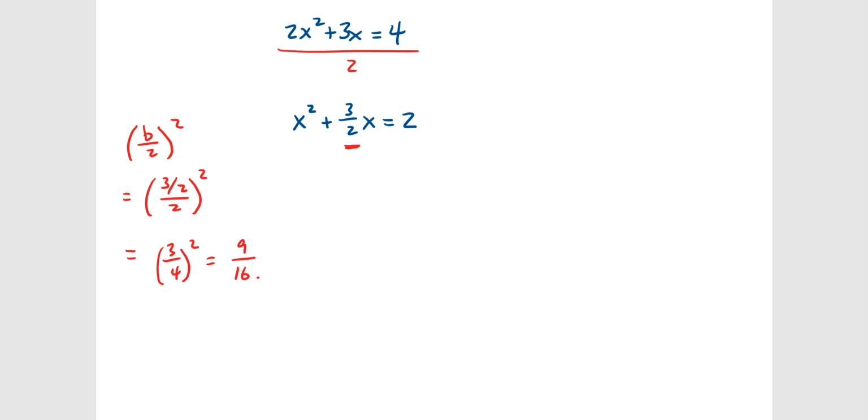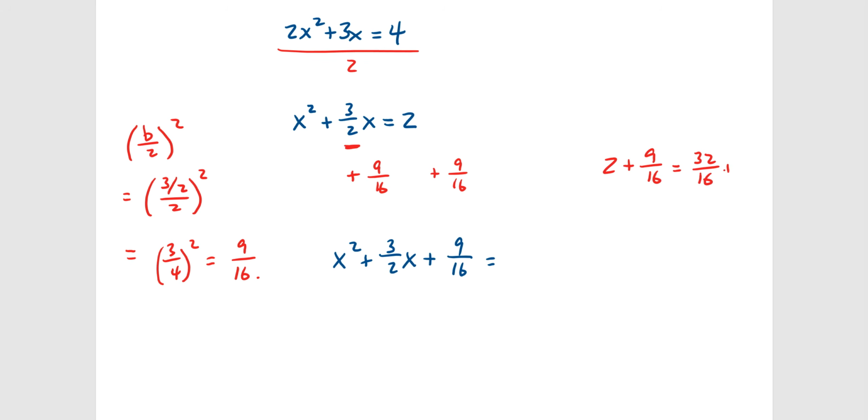Okay, so we're going to add 9 over 16 to both sides, so it's a little bit messier because we're dealing with fractions, but it's the same exact concept. So on the left-hand side, now we have x squared plus 3 halves x plus 9 over 16 equals, on the right-hand side, 2 plus 9 over 16. Getting common denominators, that would be the same as 32 over 16 plus 9 over 16, which would be 41 over 16. So that's going to be on the right-hand side.